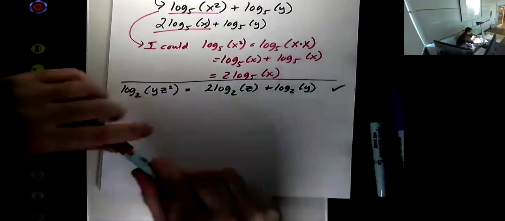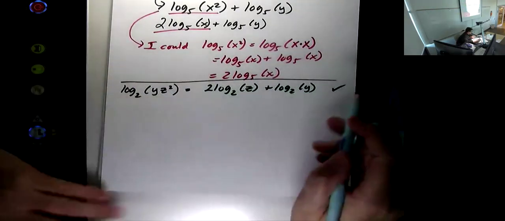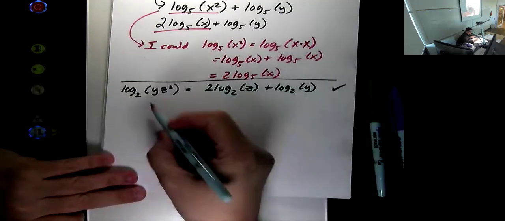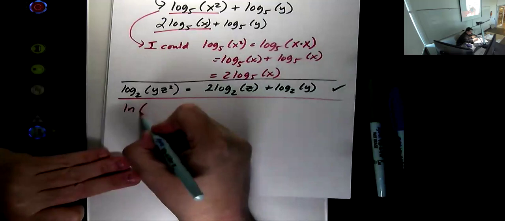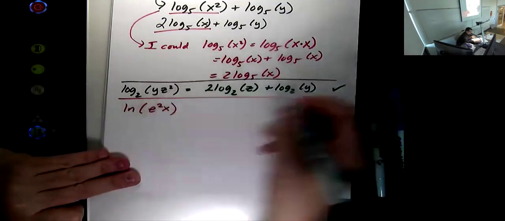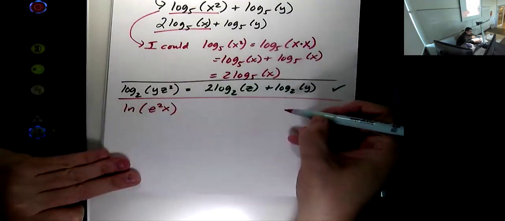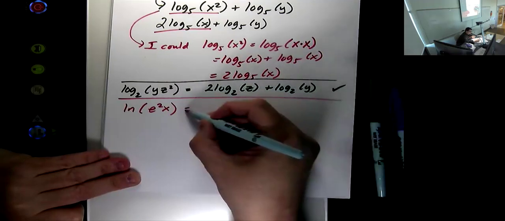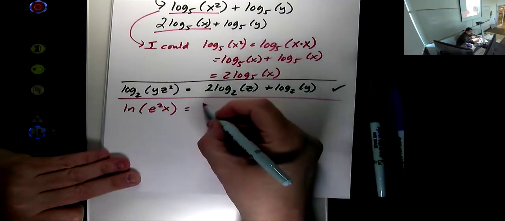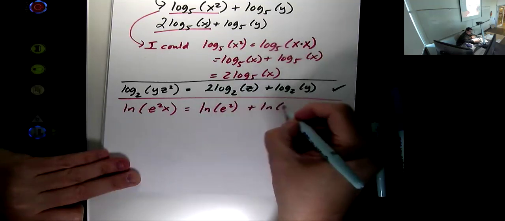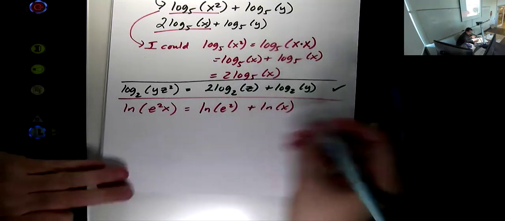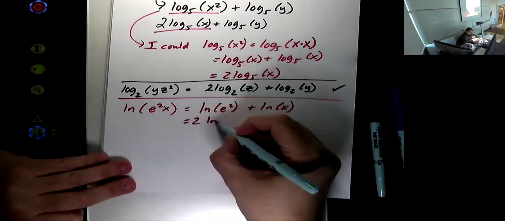I only have a couple minutes left, so I'm going to go through the next couple a little bit faster. If we take a look at natural log of e squared x, this is natural log of e squared plus natural log of x. And we can bring the exponent down.